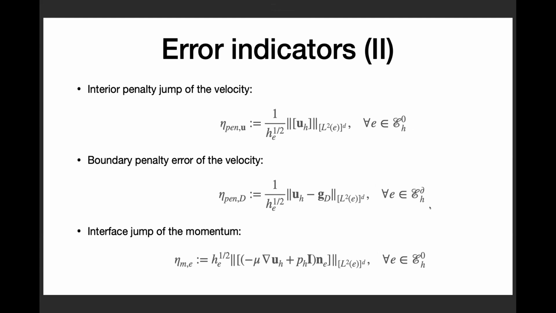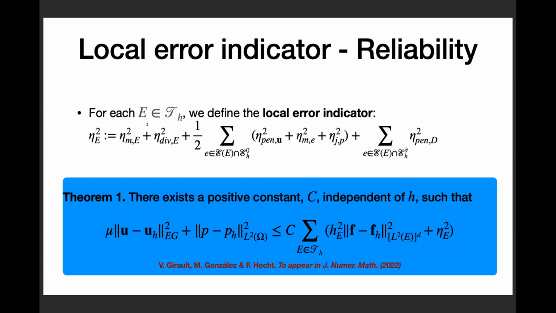So we took these 6 error indicators and defined, for each element in the mesh, the corresponding local error indicator, which is called eta. So eta consists of the volume momentum error and the divergence error. Then we have these errors on internal edges or faces multiplied by this factor, because each edge or face belongs to two elements. And finally, this term on the boundary.